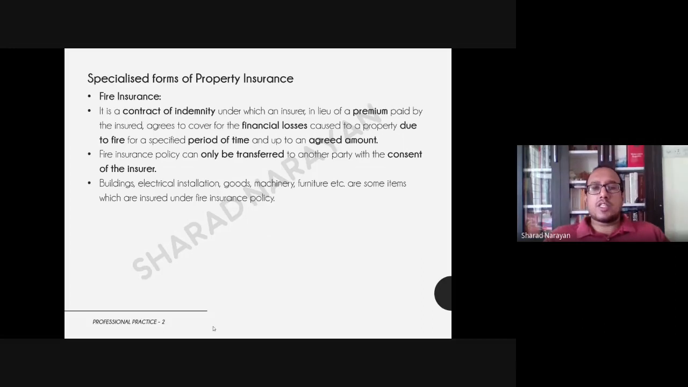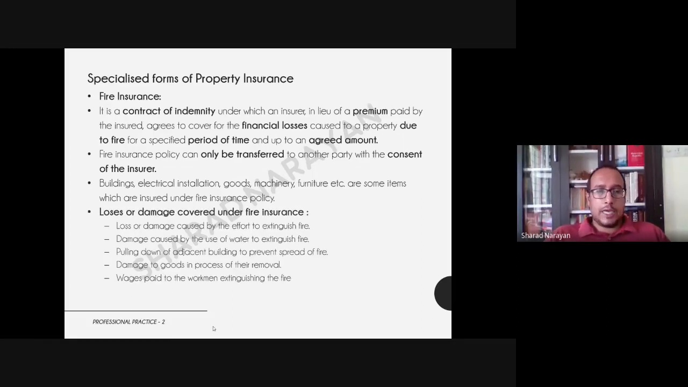Building, electrical installations, goods, machinery, furniture are some of the items which are generally insured under a fire insurance policy. So these are the physical aspects of it. Now, the kind of human action or the kind of damage which is covered under fire insurance are as below.